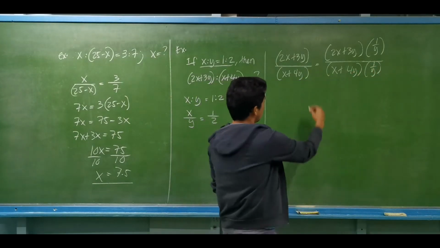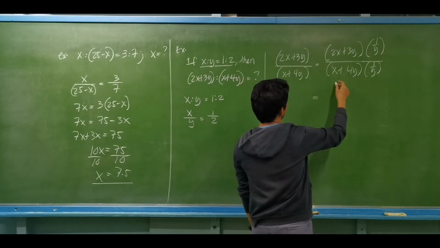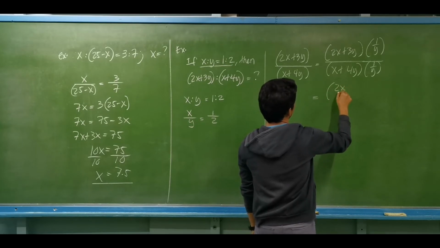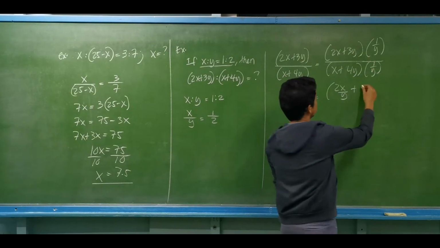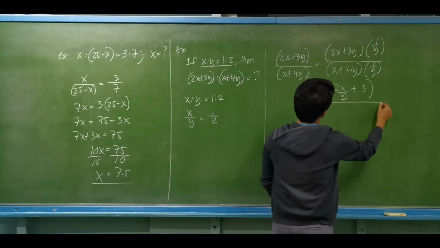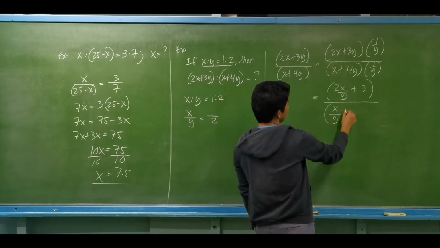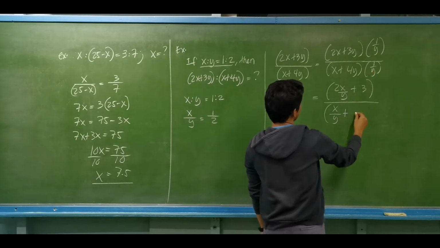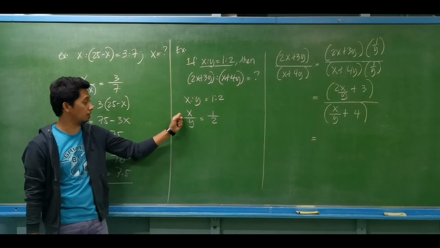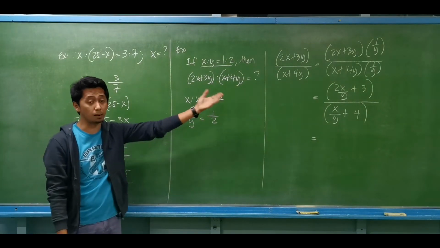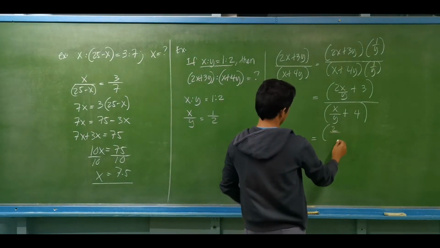So what will be the result if we are to simplify? This will be the same as 2x over y plus 3y over y, which is 3, divided by x over y plus 4y over y, which is 4. So from the start of our solution, what is the equivalent of x over y? We have that as 1/2. All we have to do is substitute. So this is the same as we have 2.